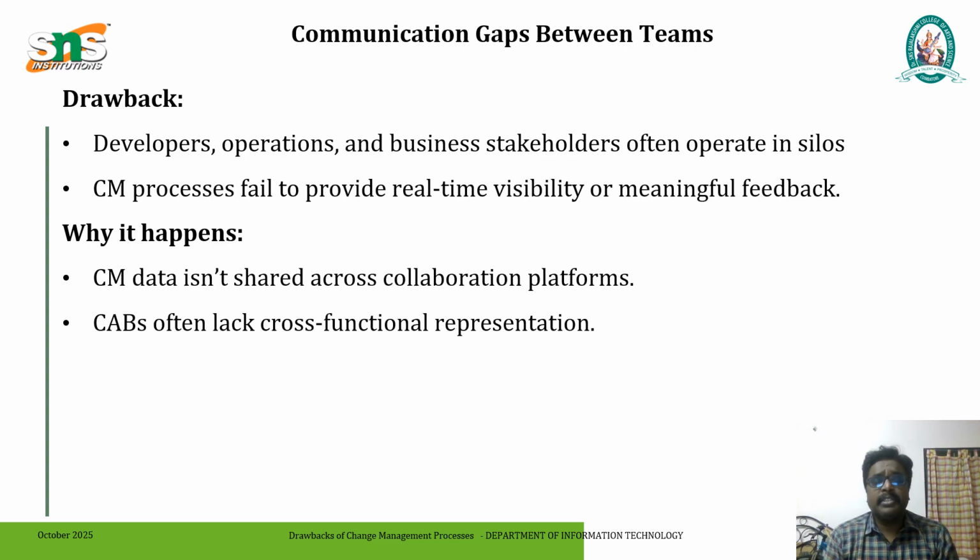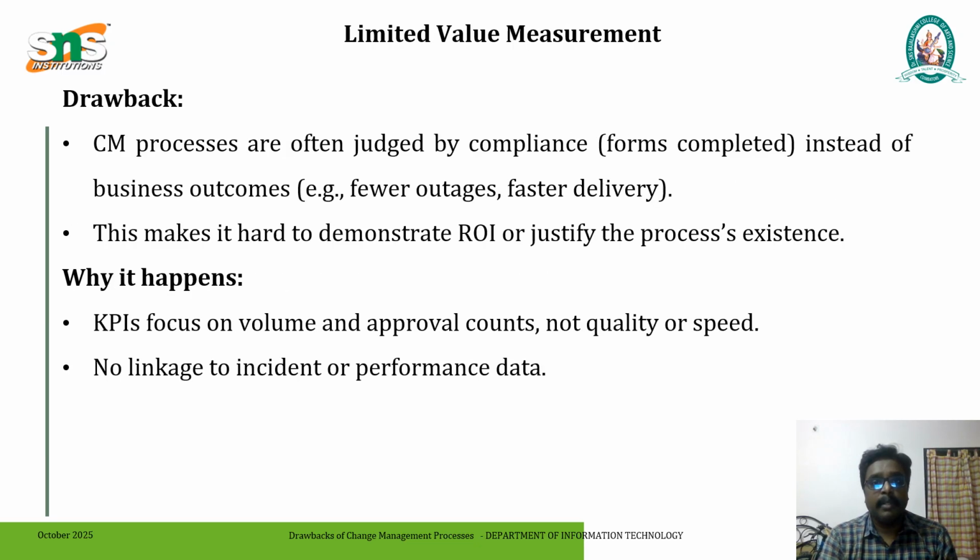Next is the communication gap between teams. Developers, operations, and business stakeholders often operate in different stages. Change management fails to provide real-time visibility or a meaningful feedback system. A better feedback system has to be implemented in order to make the change management process gradually faster.